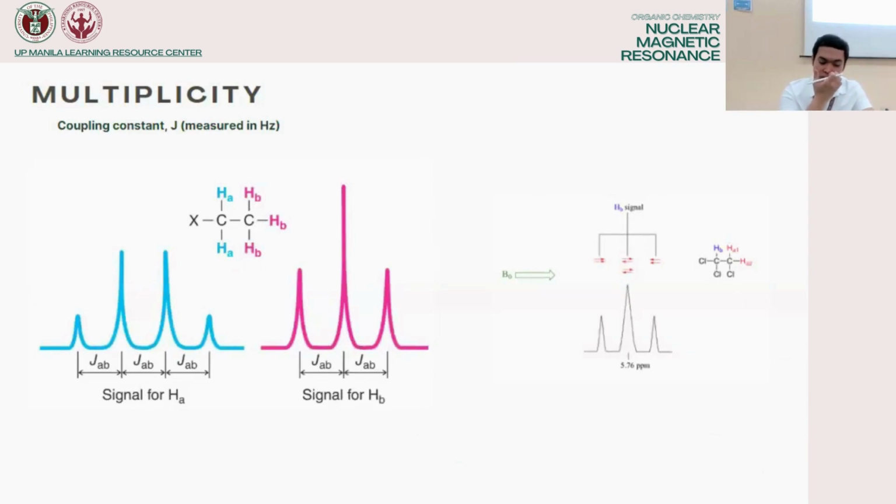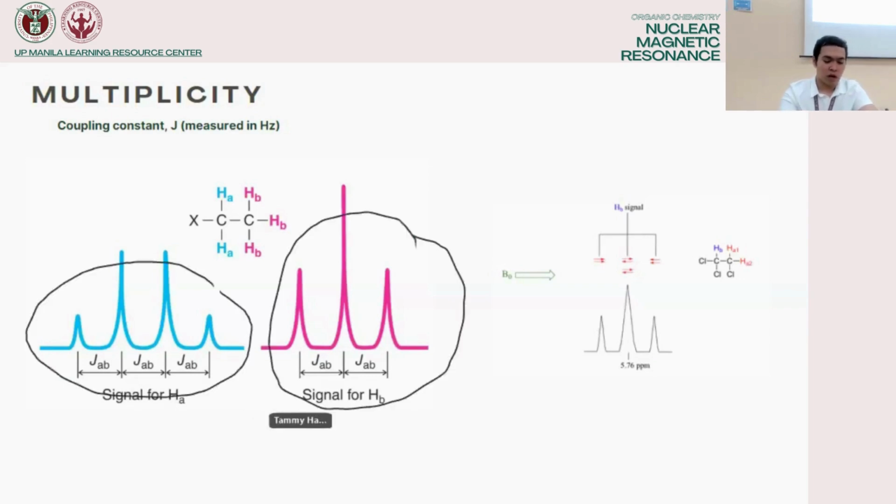The splitting is called coupling, and it has a coupling constant called J. We don't need to measure that, because what's important for an NMR spectrum is the shape: whether it's a triplet or a quartet. Why is this a quartet? Why is this a quartet?